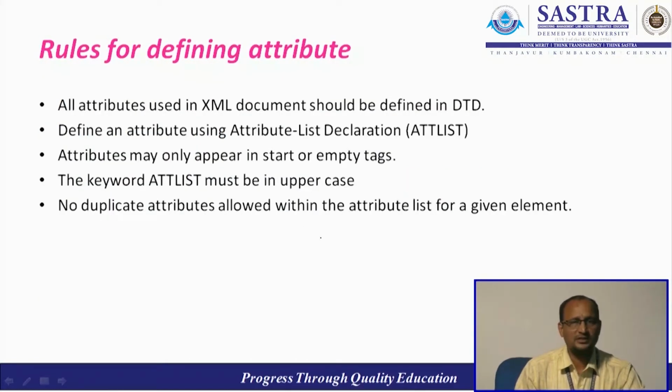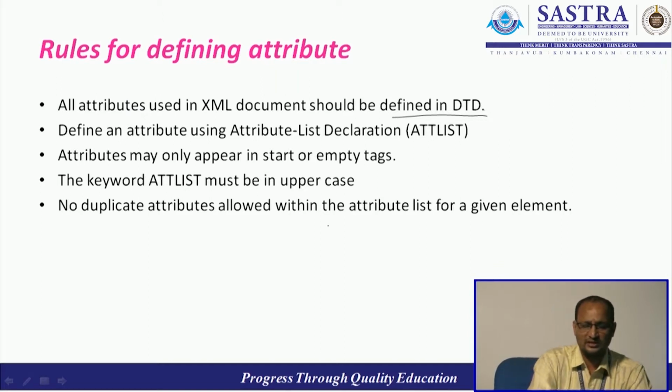Coming to how the attribute definitions can be written. Here, all attributes used in the XML document should be defined in the DTD. It is important. Say for example, I have an element with 5 different attributes. All 5 attribute definitions should be given in the particular DTD. Remember one thing, all attributes should be defined within the DTD. It is important.